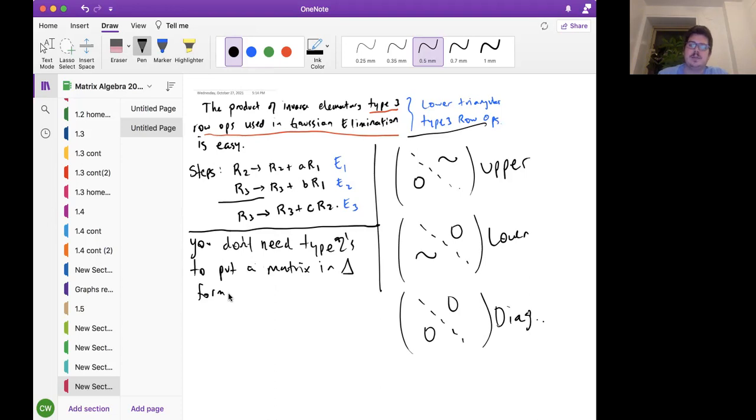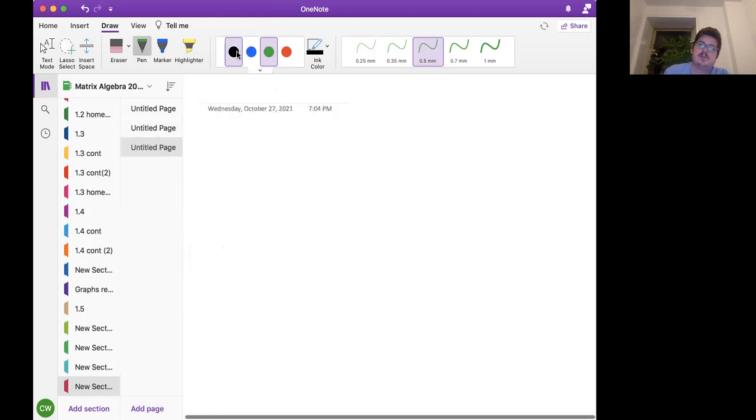So if we ignore type 2s, then our LU decomposition becomes a lot easier, because if you just think about type 3 operations, multiplying type 3 operations is very easy. So let's just do an example. If we have a 3x3 matrix, there's at most 3 things you need to do.